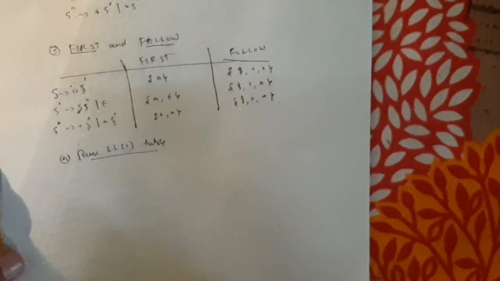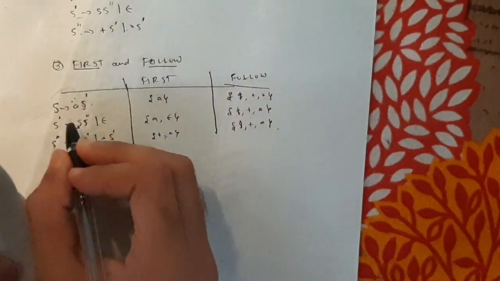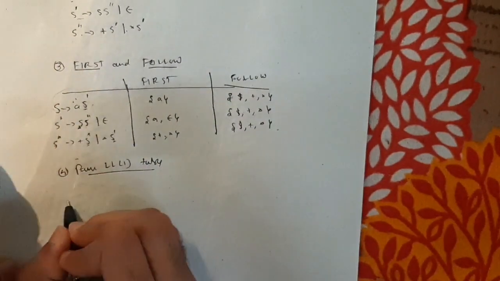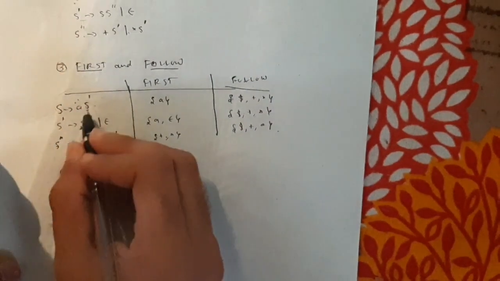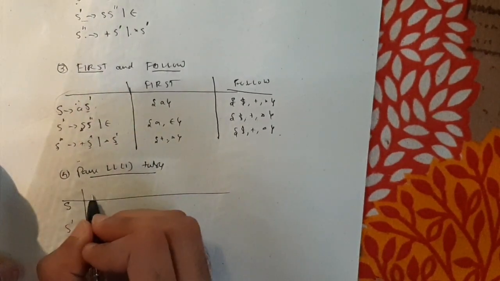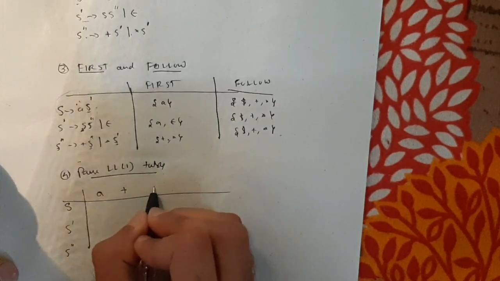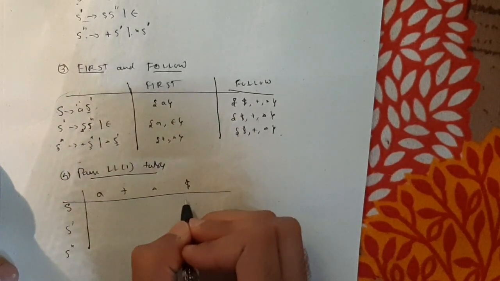Now how do you do the parse table of LL(1) is pretty simple. What are the non-terminals you can find in this whole thing? Non-terminals you can find are S, so we'll write S, S dash, S double dash. Those are the three non-terminals, right? After that, write down what are the terminals you can find out here. The terminals which you can find are a, plus, star, and dollar.